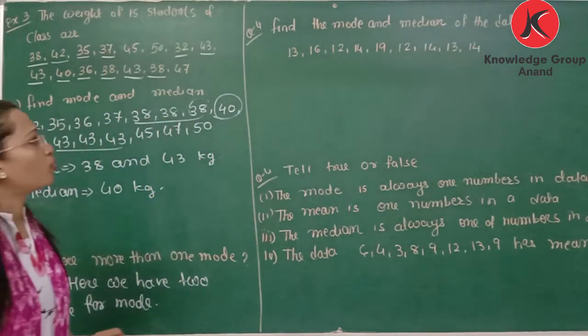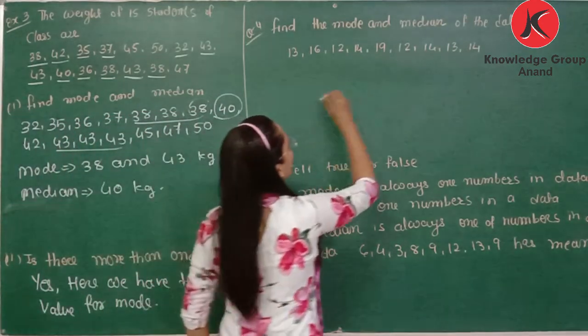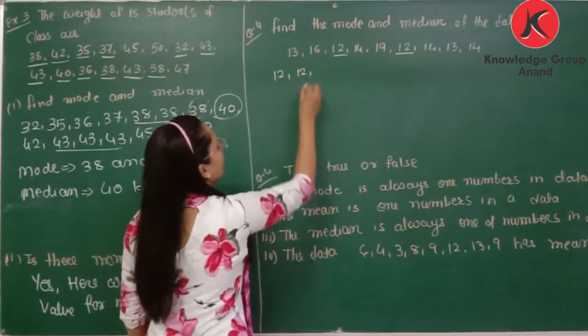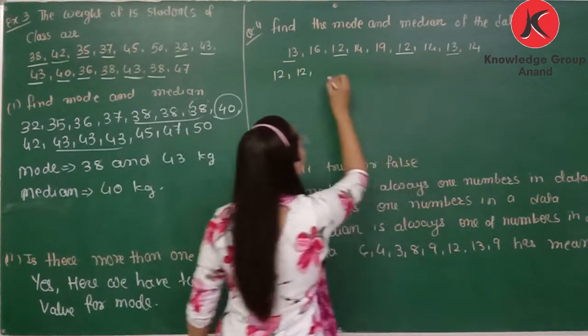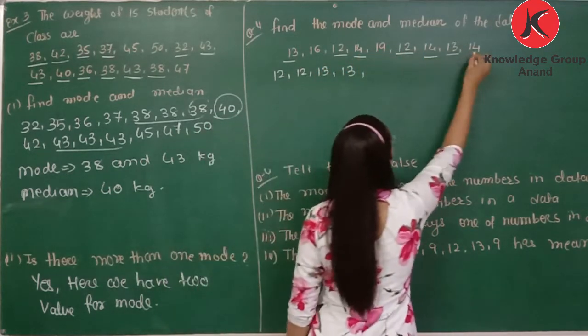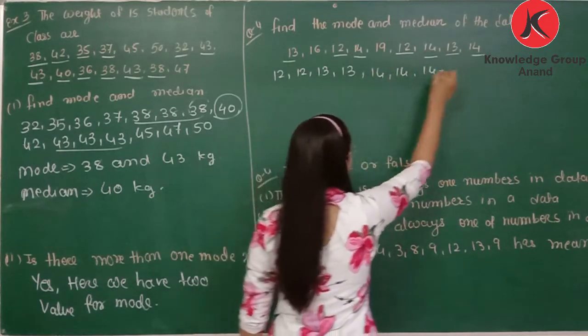Again you need to find the mode and median. So first of all, arrange the data in ascending order. So here the first value is 12, 1 time, then 13, 2 times, after that 14, 3 times, so 14, 14 and 14, and then 16 and 19.